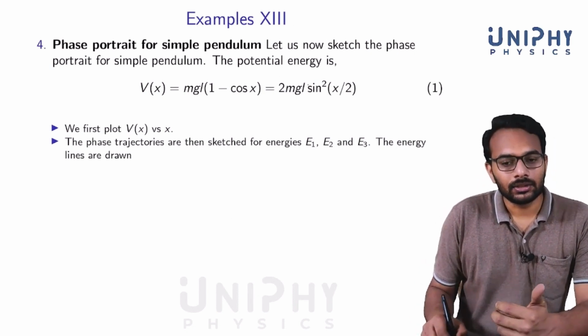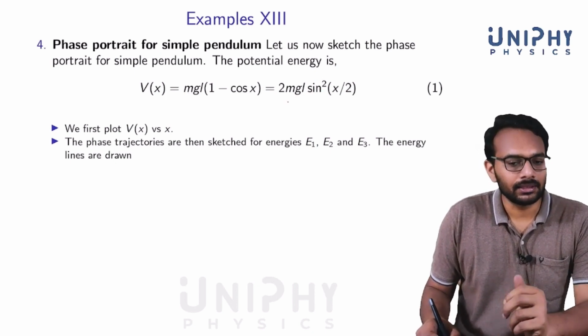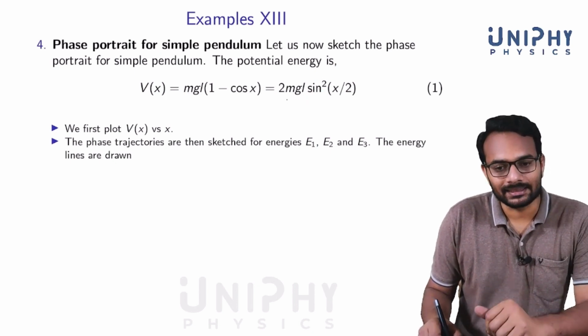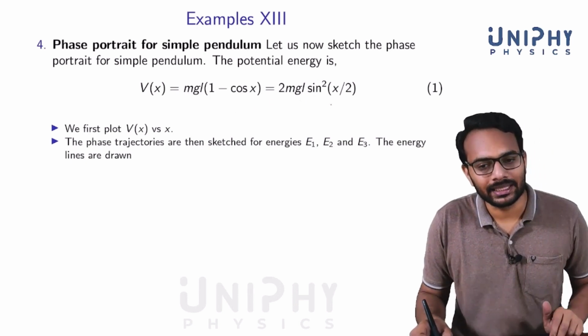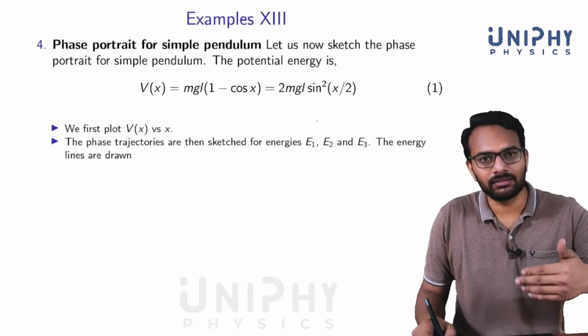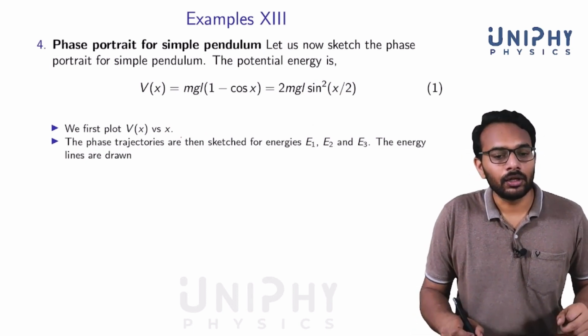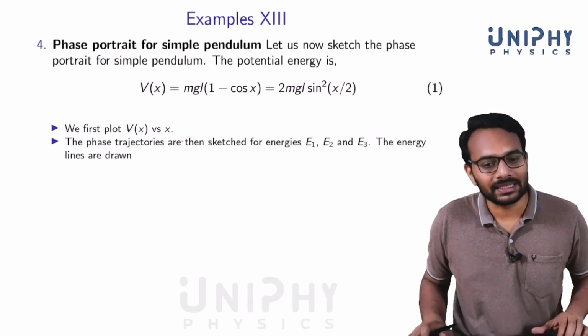All right, so the potential energy curve is like this. The potential energy as a function of x is given by this. It's 1 minus cos x, so you can write it as sine square x by 2, which means that it's positive everywhere because it's sine square. Now, the first thing is to plot V of x as a function of x.